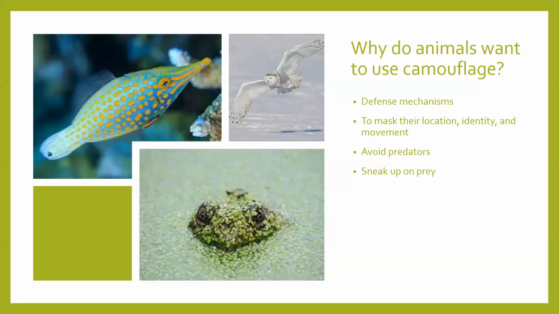So why do animals use camouflage? Here are a couple reasons. One, they try to use it to defend themselves. This could scare off predators by the way they look or smell. They also use camouflage to mask their location from prey or predators. They can both use it.